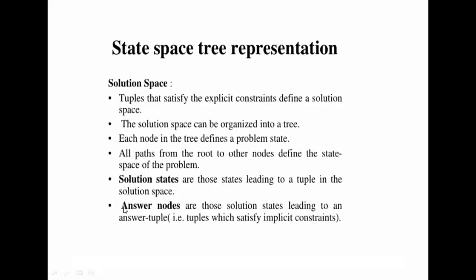So if you want to solve a backtracking problem, you have to consider a state space tree for representation. Okay, so what fields does it contain? First one is the solution space. So what is solution space? Here, tuples that satisfy the explicit constraints give a solution. So explicit constraints are the given values you have to consider here. And the solution space we organize into a tree. I already told you, represent it in tree order.